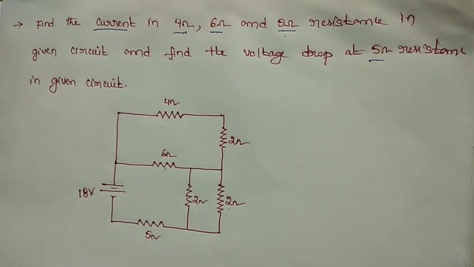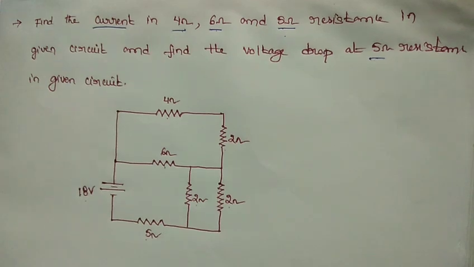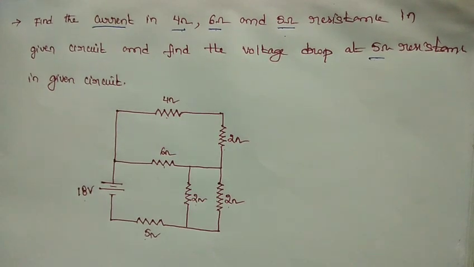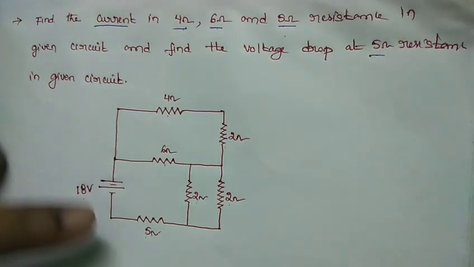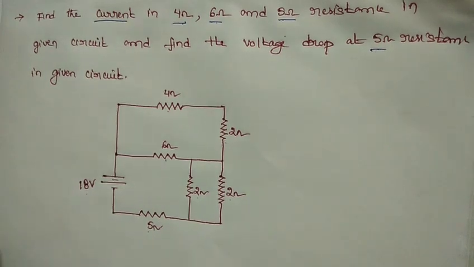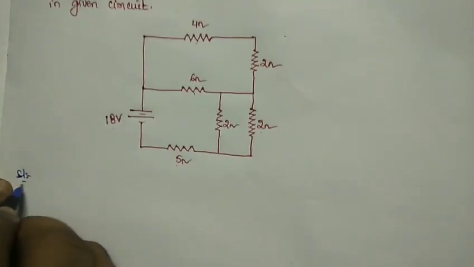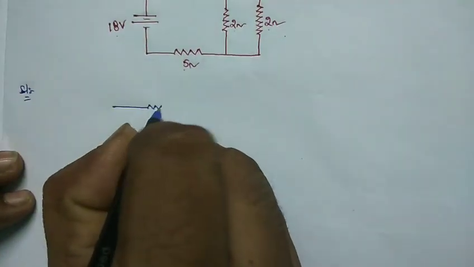So first of all, we have to find the equivalent resistance. Then we have to find the 4 ohm resistance current, the 6 ohm resistance current and the 5 ohm resistance current. Let us see the solution. So we redraw the diagram here like this.